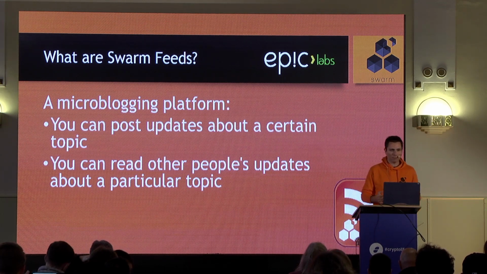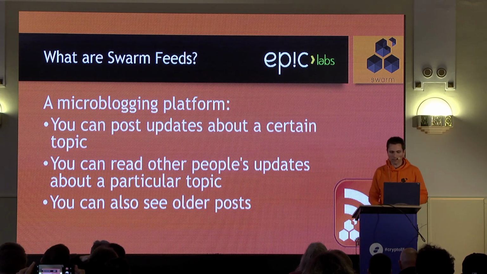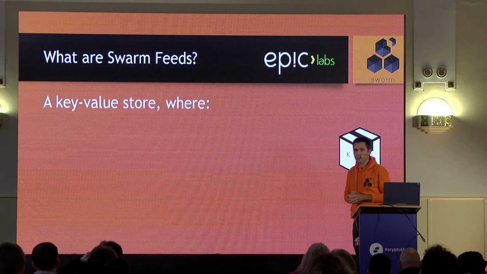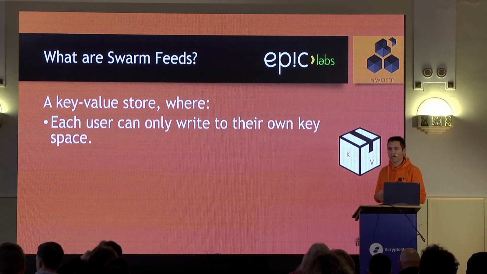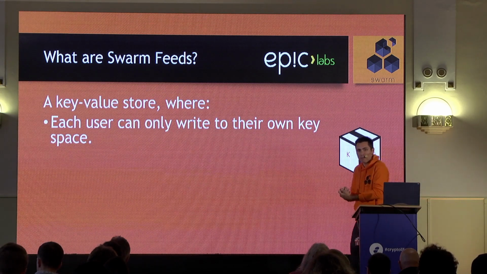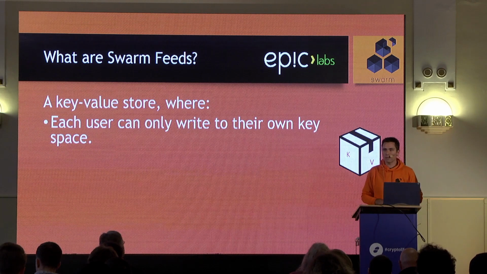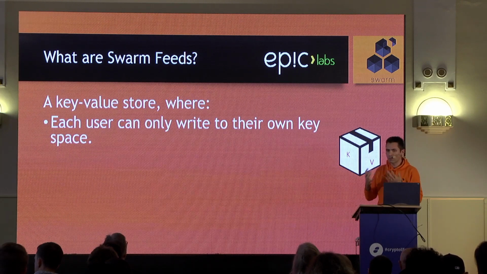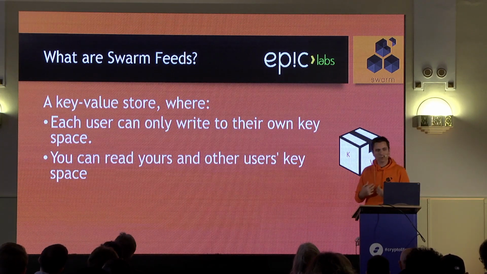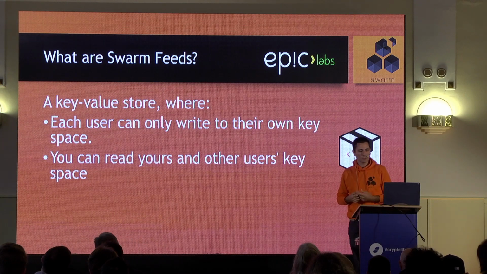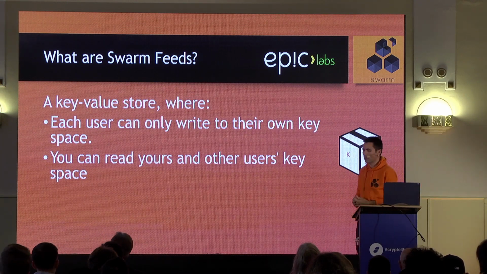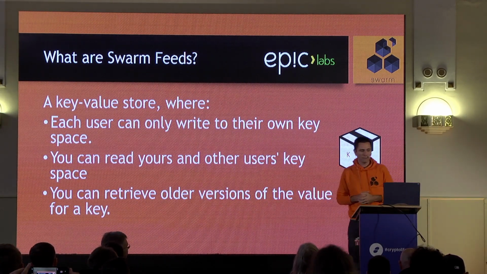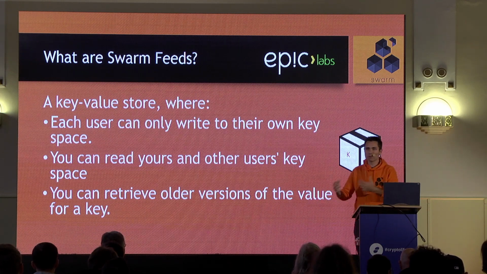If we want a more academic definition of this, I would go for this one. It could also be a key value store, where each user can only write to their own key space. So of all the possible keys, you would only be allowed to write to some of them, and you can call that key space your own. But you can read your own and other users' key space. So you could consider Swarm feeds like a key value store somehow. But it also has the property that you can retrieve older versions of a value. If you provide a time parameter, you can also read all values.